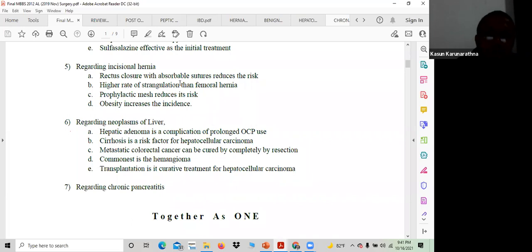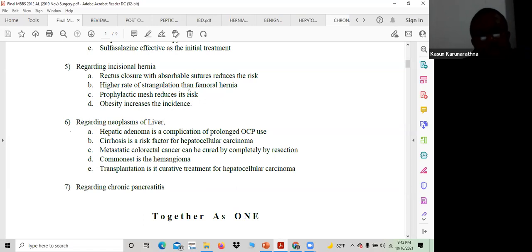Higher rate of strangulation than femoral hernia? No. This is usually an incisional hernia, where there's a surgical incision, a weakened surgical scar. So the neck will be larger. In the femoral hernia, these hernias tend to get obstructed and strangulated because the neck is narrow. Incisional hernia is not like that. Usually the neck of these hernias is larger. So when you compare with femoral hernia, strangulation risk is lower in incisional hernia.